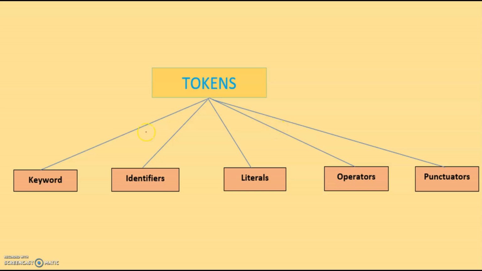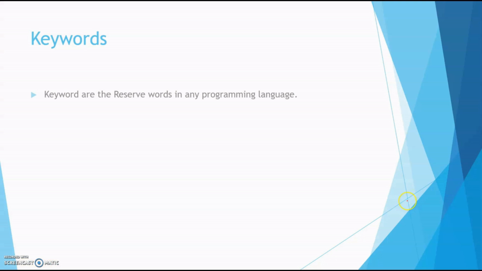Okay, as you can see, keywords, identifier means the variables, literals means the values, operator means the operations that you have to perform, punctuator means symbols, special characters, right? So we will see one by one.